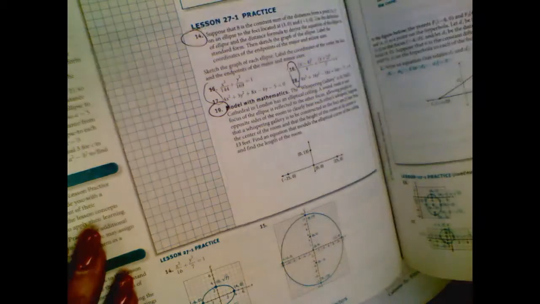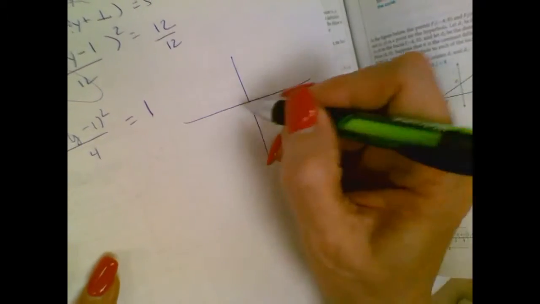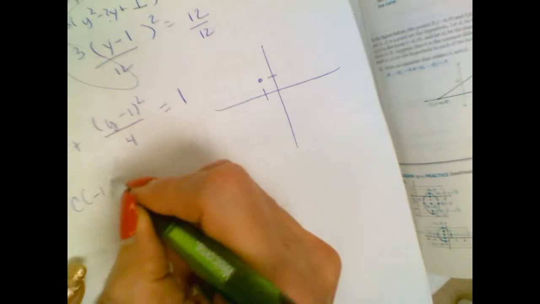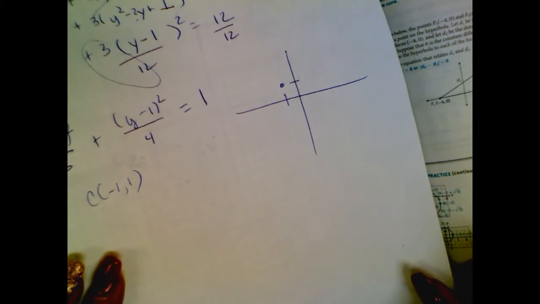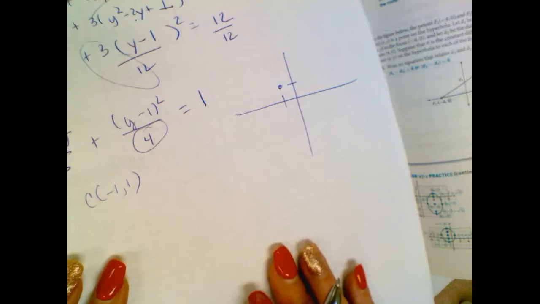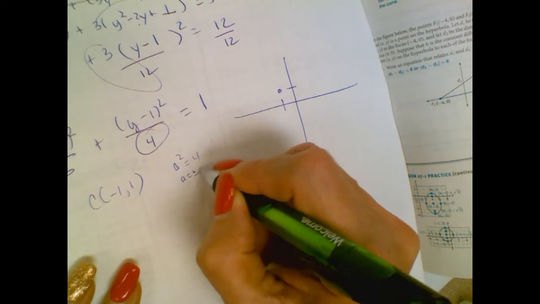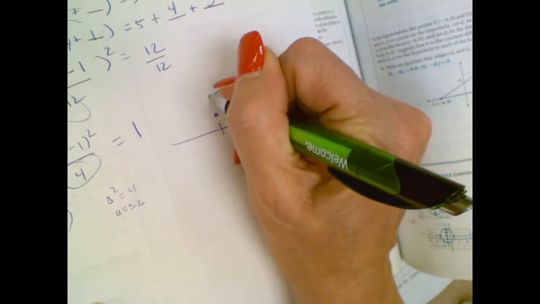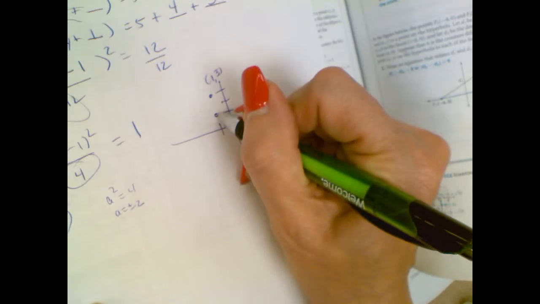And this one wanted you to do the same thing, sketch the graph. So the center looks to be negative 1, 1. The center is negative 1, 1. Your major vertex is going to have something to do with the 4. So a squared equals 4, a equals plus or minus 2, and that's going up or down. So I'll do this right this time. So that point is negative 1, 3, and then go down 2.